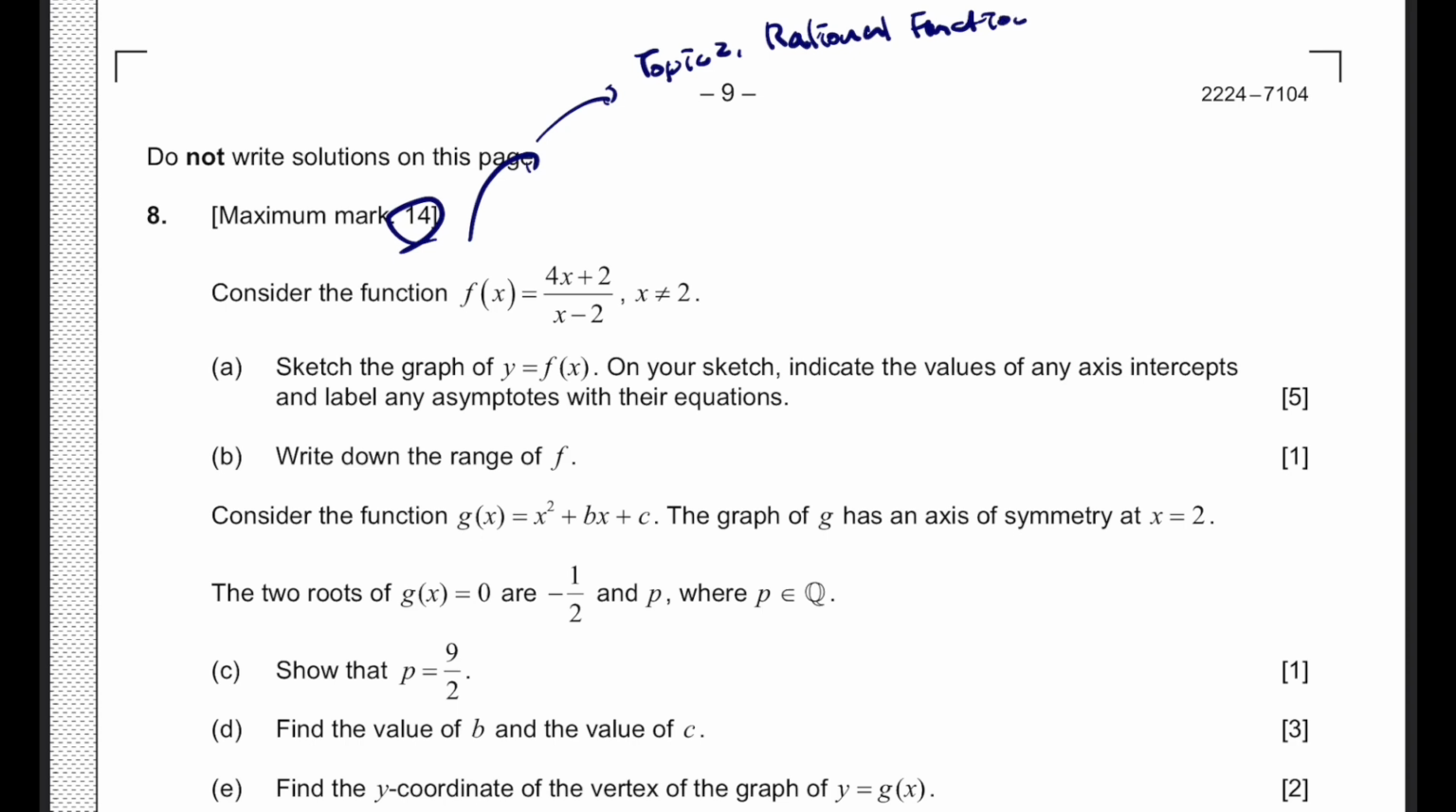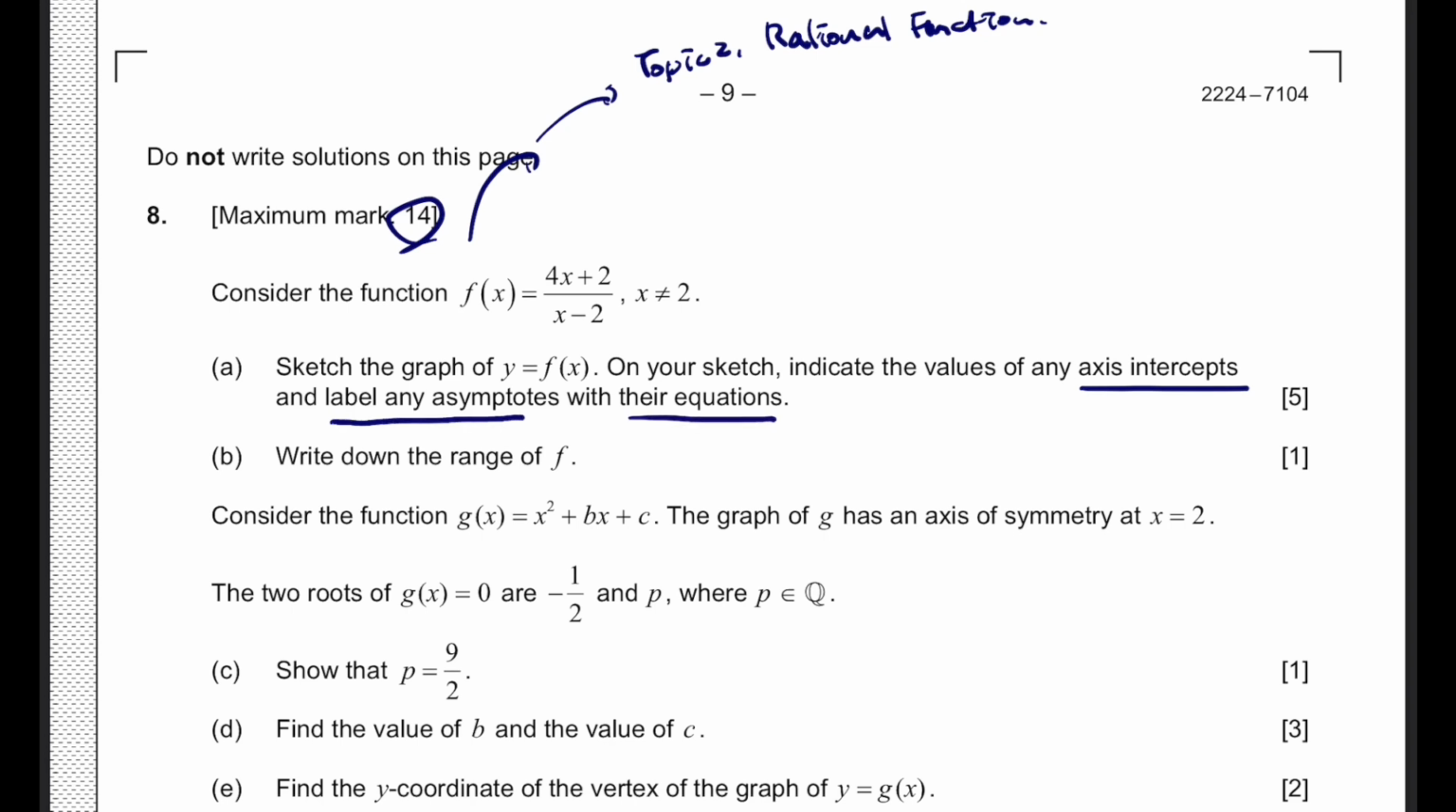Actually, the topic 2 title is functions, and the rational function is part of that topic, right? So we need to consider this function, and in question A, we actually have to sketch the graph, right? And it says that on your sketch, indicate the values of any x-intercepts and label any asymptotes with their equations.